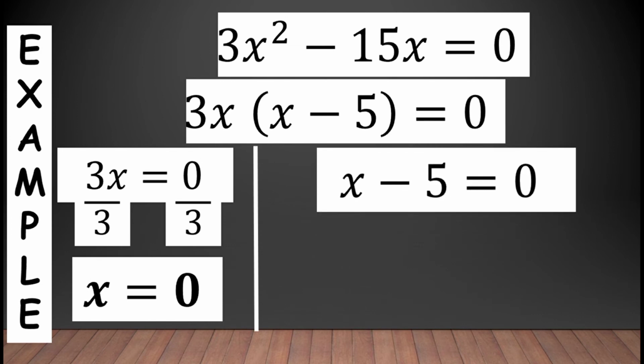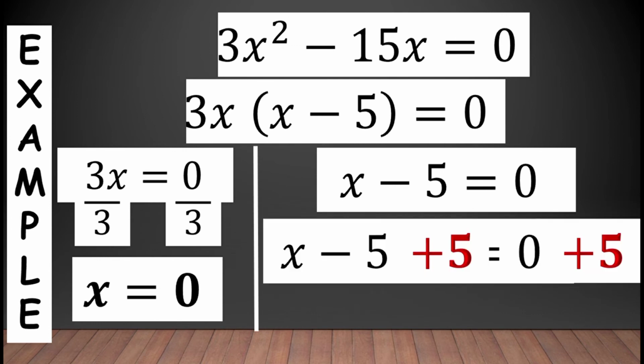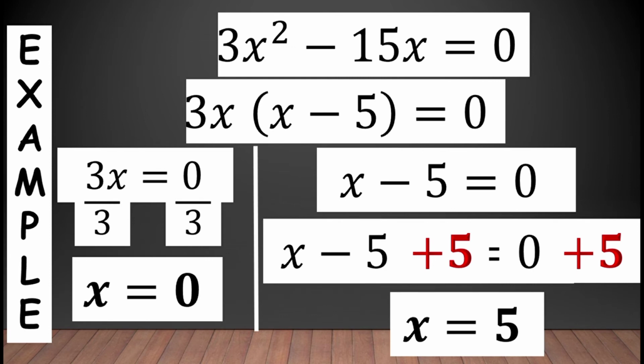Using addition property of equality, add both sides by 5. The second solution would be x equals 5. So for us to verify if our answers are correct, proceed to checking.